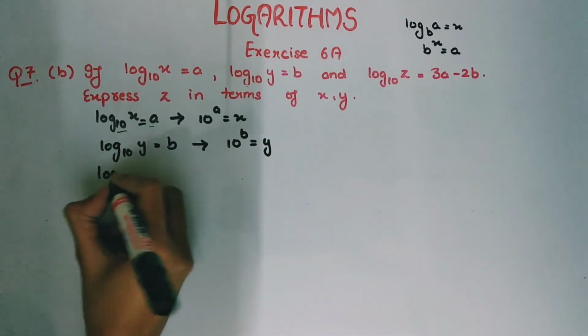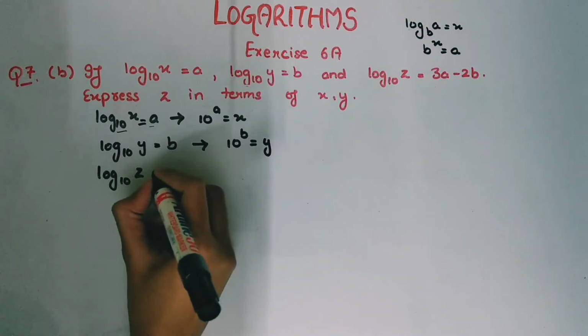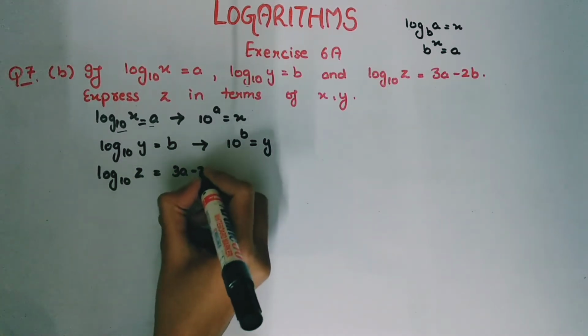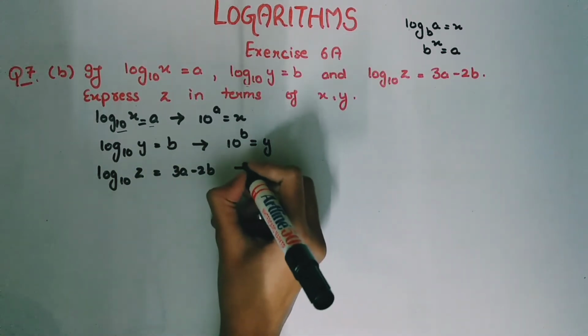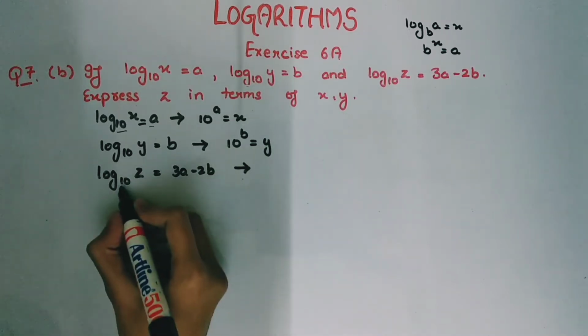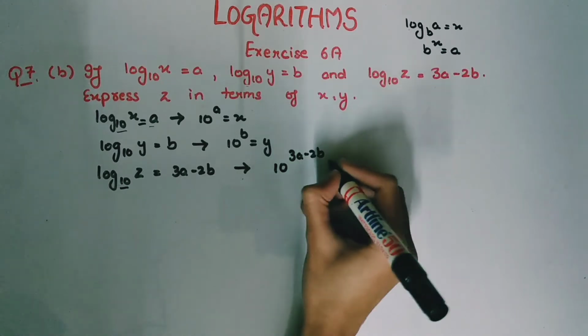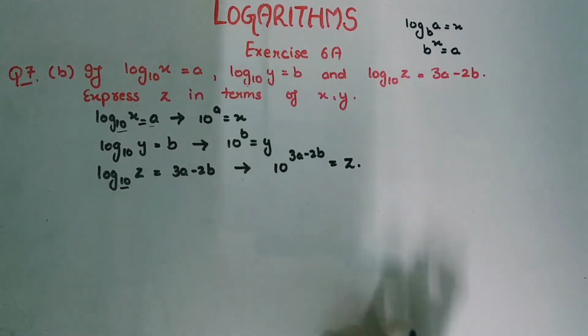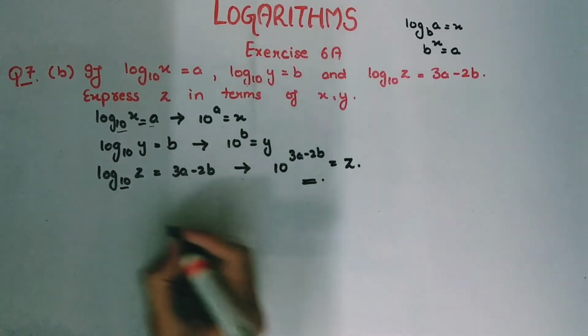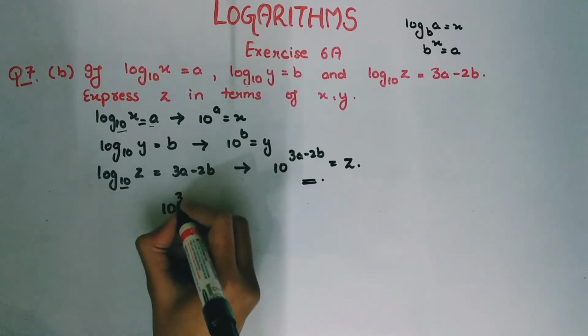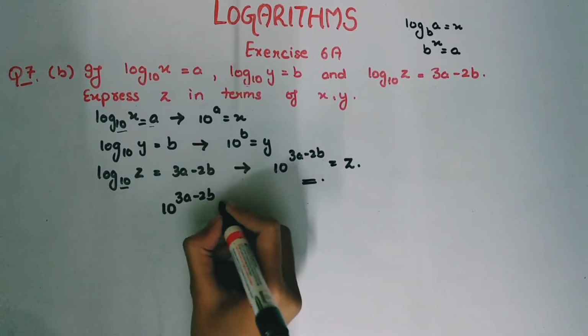The third equation we have is log of z to base 10 is equal to 3a minus 2b. This is the logarithm form. In exponential form, this will be 10 raised to power 3a minus 2b, which is equal to z. Now we will take this equation, 10 raised to power 3a minus 2b, which is equal to z.